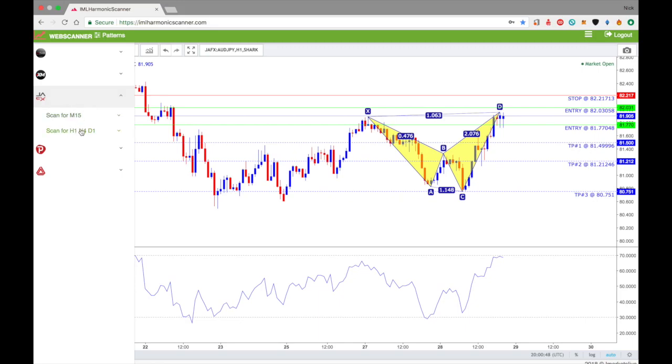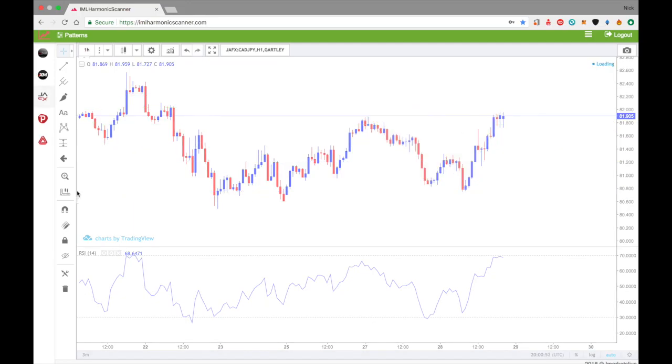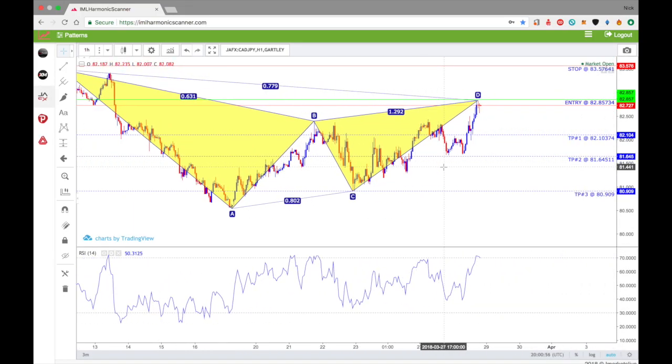Very, very good trade. That's exactly what I would do for that one. Let's go on. CAD JPY, Canadian dollar, Japanese yen. Oh, this is great.